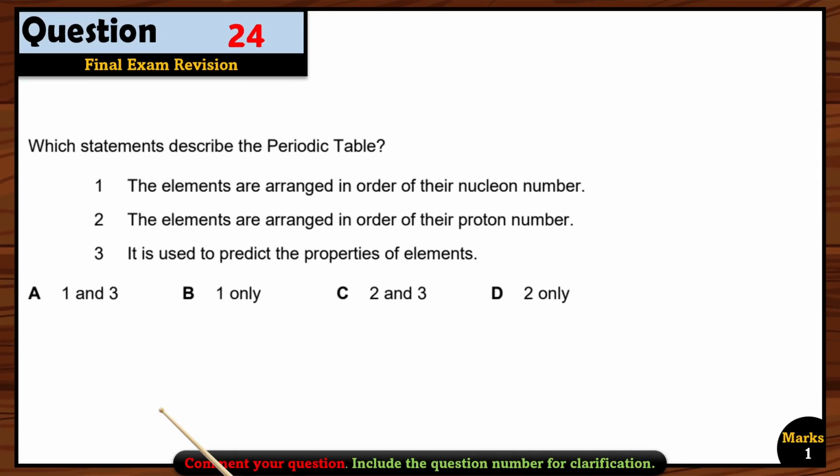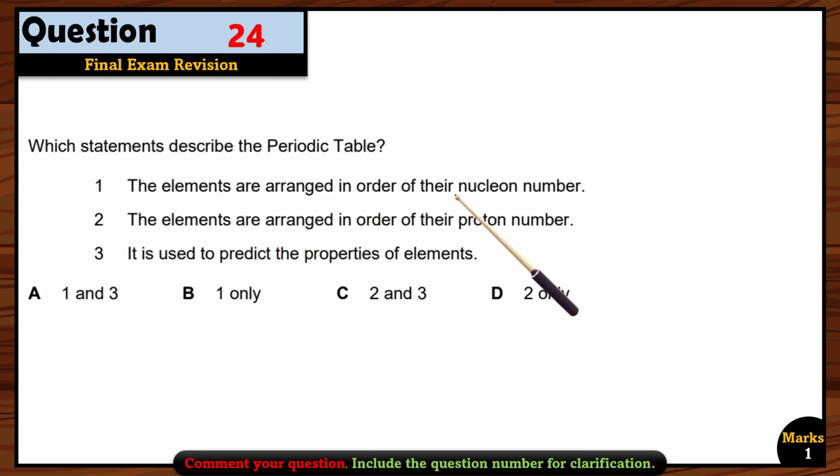First question, which statement describes the periodic table? Okay, so remember how the periodic table is actually arranged. It is arranged according to the proton number. Some students get confused and think that it is arranged according to the atomic mass. No, not according to the mass, only according to the proton number. Okay, so let's see one by one.